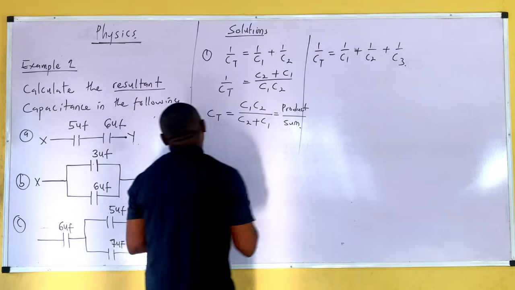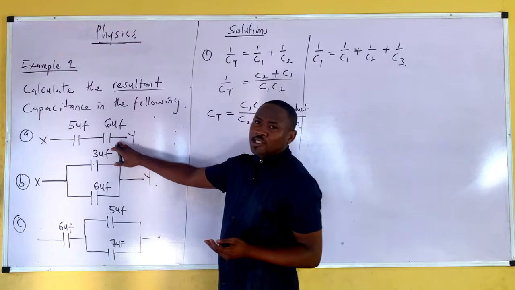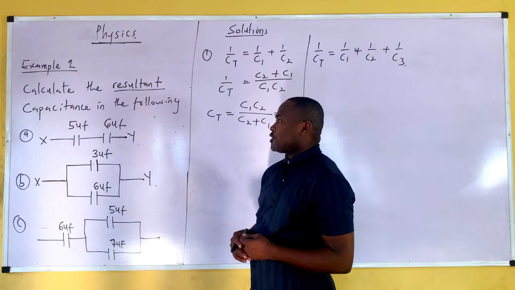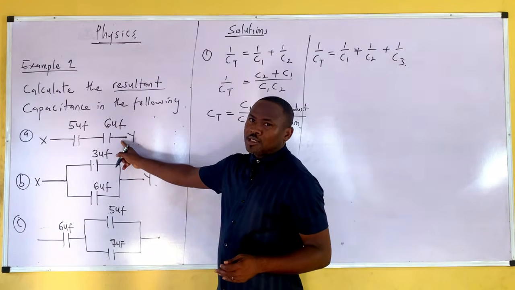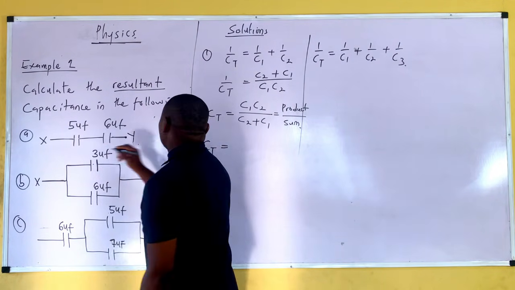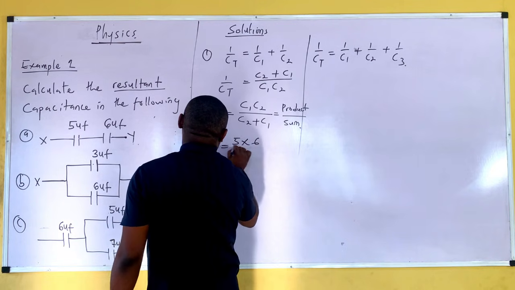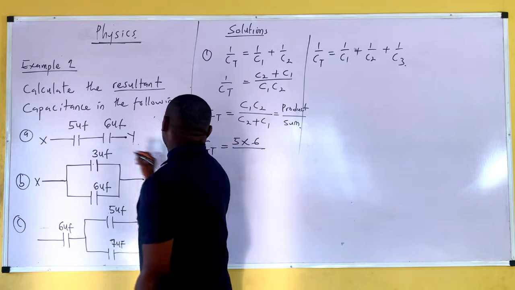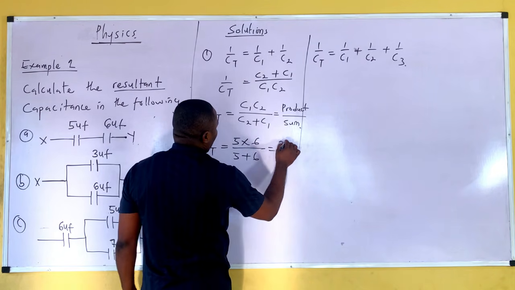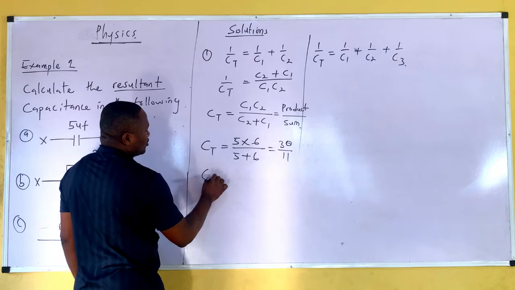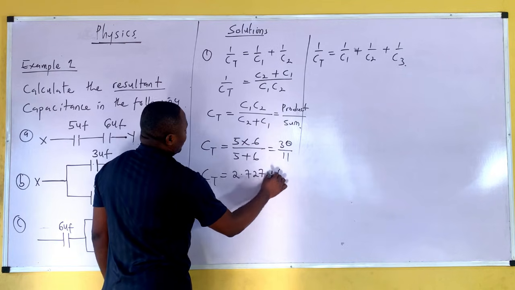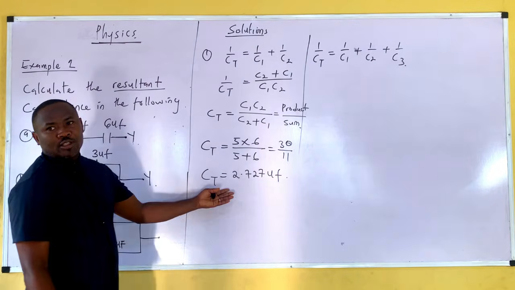So if I am given a question like this, since it's just two capacitors, I will just say product over sum to get the resultant capacitance. So CT is equal to the product of these two, 5 times 6, over the sum of these two, 5 plus 6. That becomes 30 over 11. So my total capacitance will be 2.727 microfarad. That's the way I can solve this.